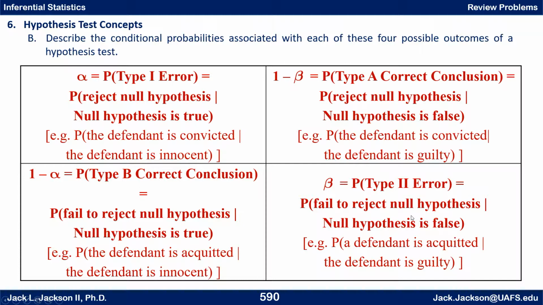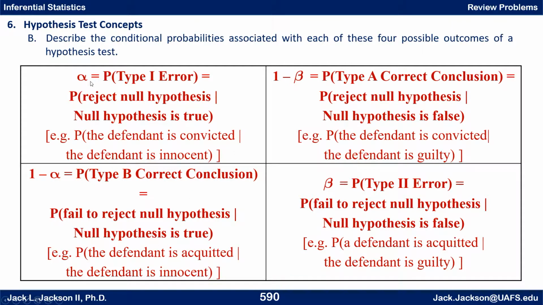The type 2 error has a probability beta. That's failing to reject the null hypothesis given that the null hypothesis is false. In our example, that is the probability of a defendant being acquitted given that the defendant is actually guilty. We want alpha and beta to both be small, but what we do typically is we control alpha in our process, in our hypothesis tests and confidence intervals.